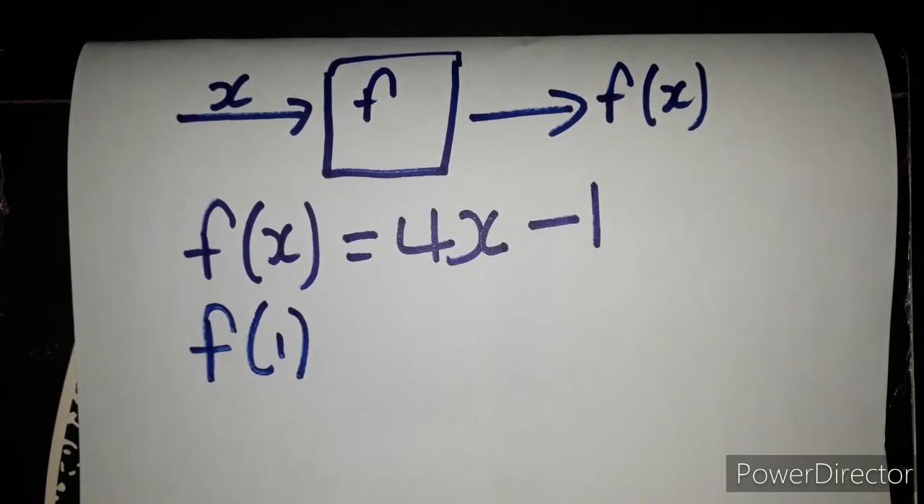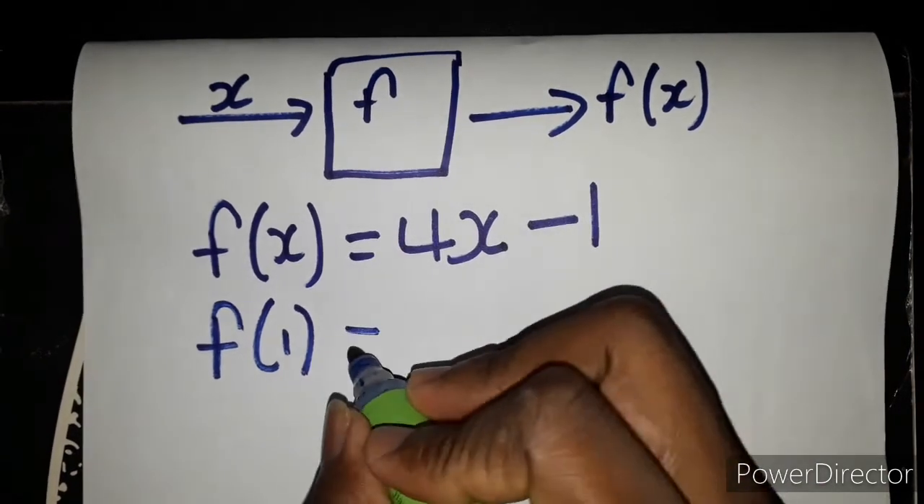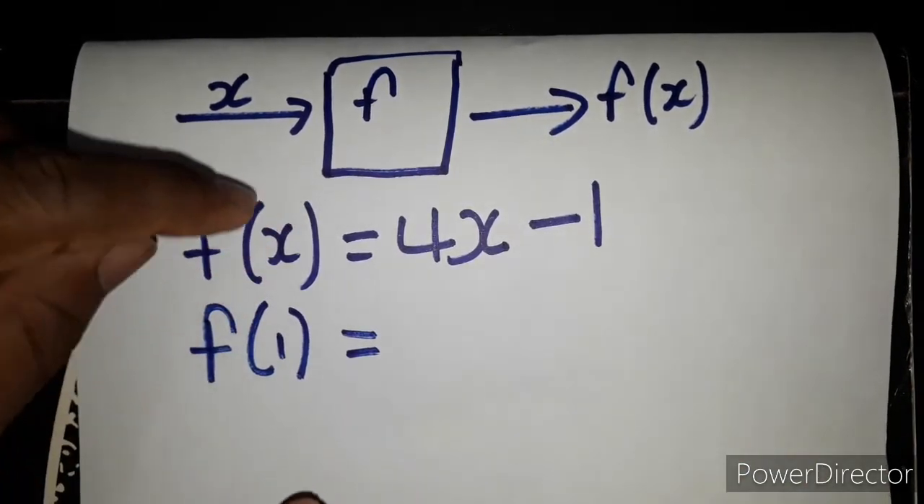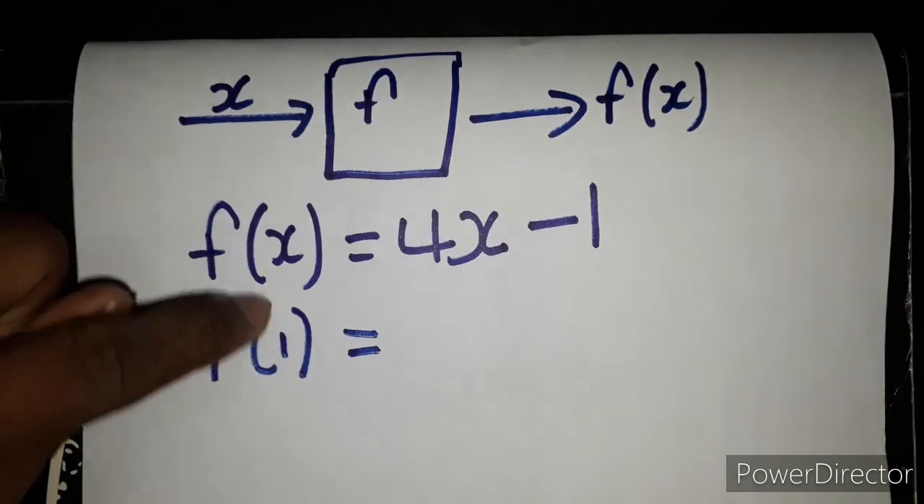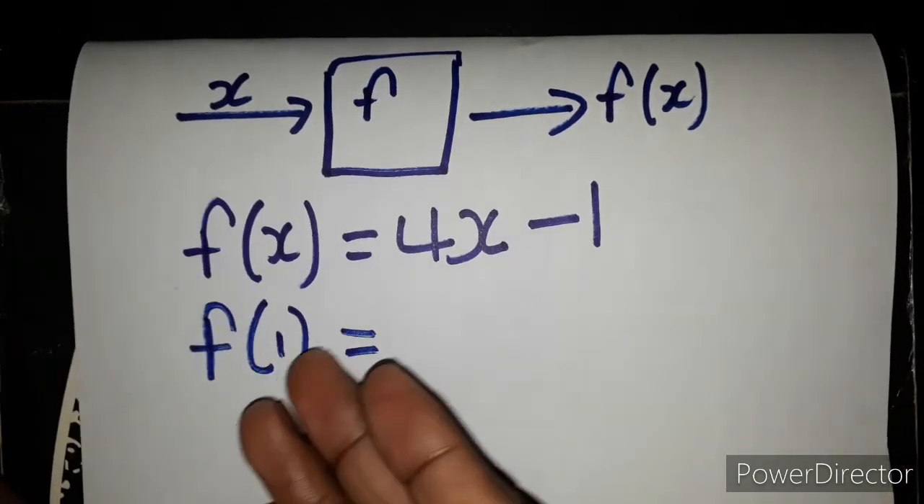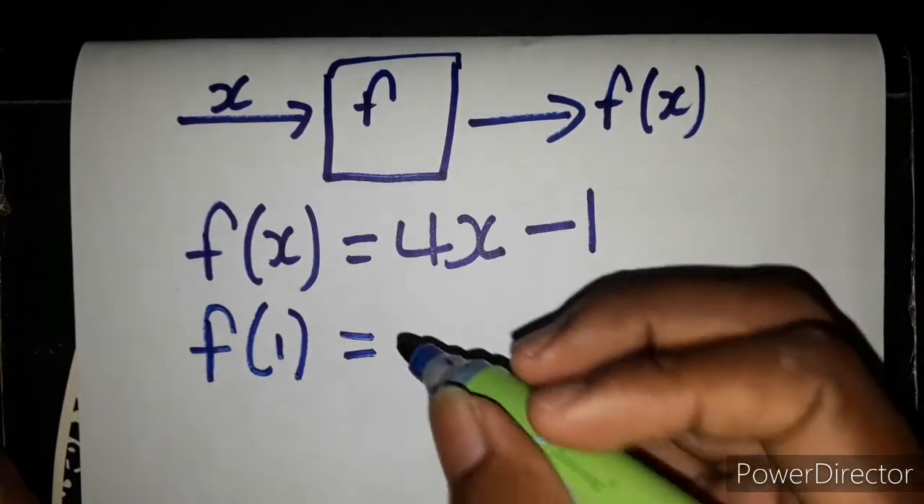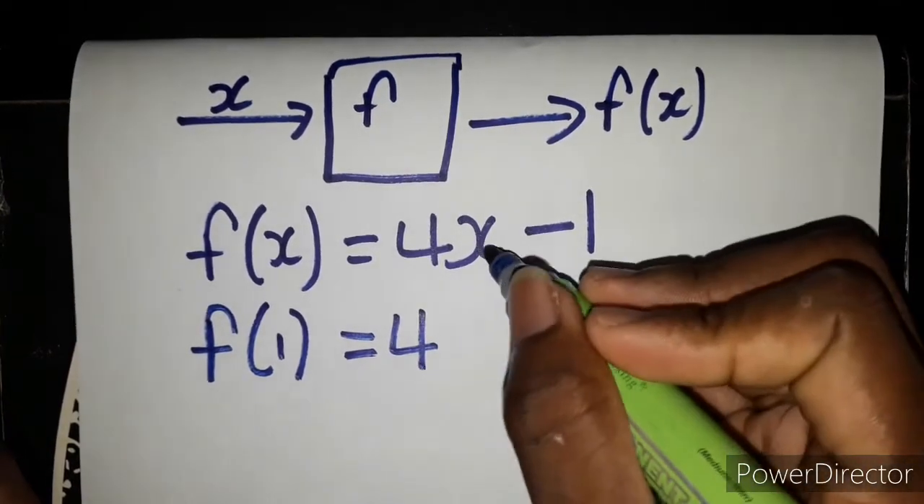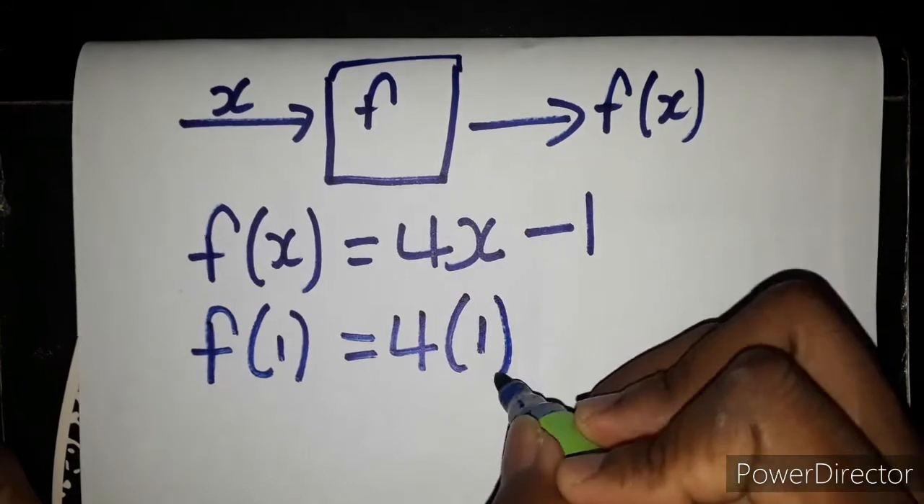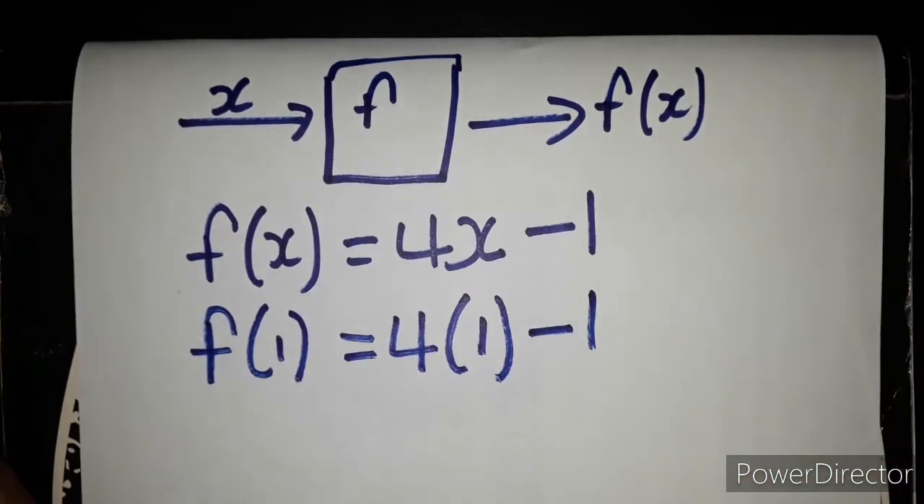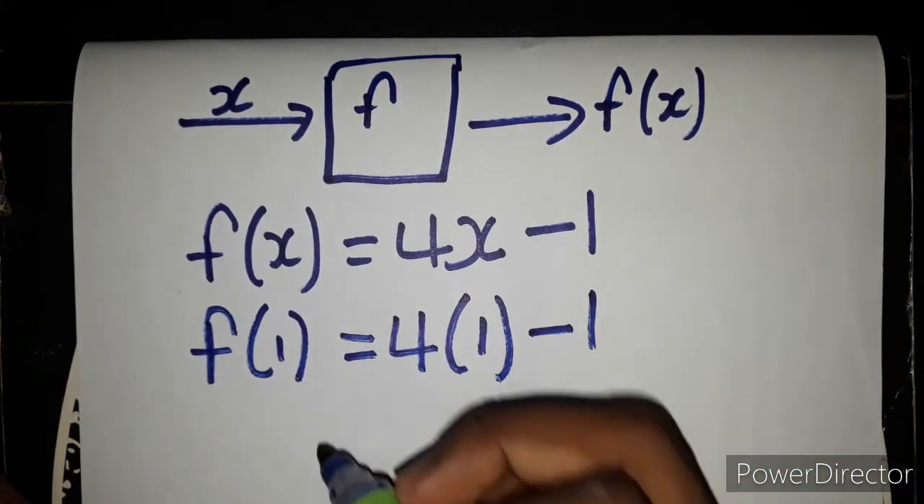Right? Now we're being kind of specific. Instead of saying f of x, we want to find f of 1. So all we have to do is replace this x here with 1, we replace x with 1 inside the entire equation. So this here we read as 4, and instead of x, we put 1, minus 1. And that is f of 1, and we solve this.